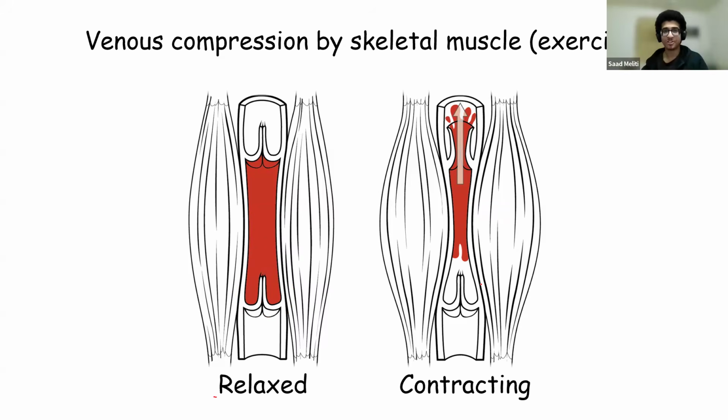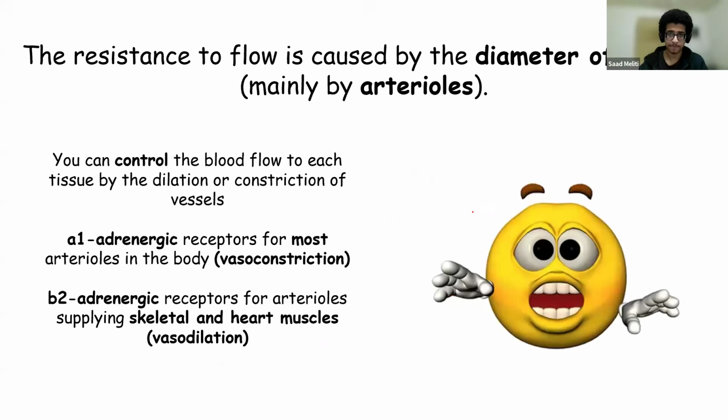So when we start moving, our leg muscles contract. Remember that we have valves in the veins. They prevent backflow. So when we contract, once again, the blood vessel wall starts to get squeezed and the blood has no way to go but up. So it starts going up to the heart. And that's pretty much it. That's all the things that can affect venous return. Now that we've talked about what can affect venous return, let's also see what causes resistance to flow.